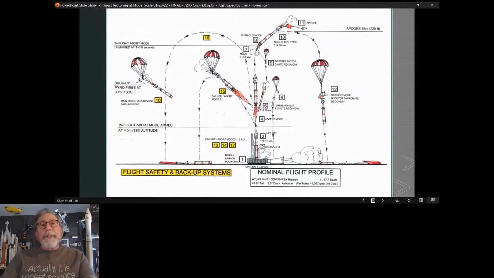I also included a diagram because I don't think thrust vectoring had been used at a competition before. So I wanted to illustrate some of the safety features and how that rocket was going to fly the next day. And here we are just a little bit before launch.